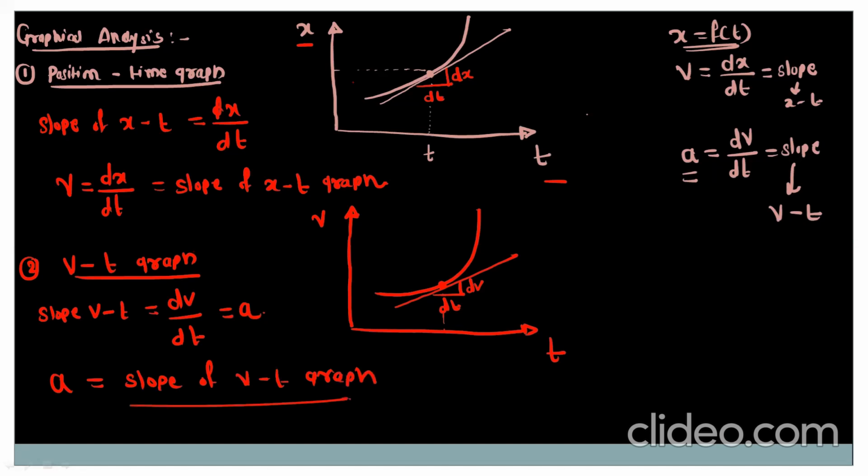Okay, so if the position time graph is given, find out the slope of xt. It is nothing but velocity. And if velocity time graph is given, find out the slope. So it is nothing but the acceleration.